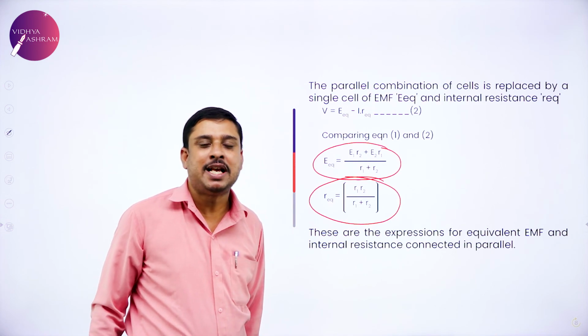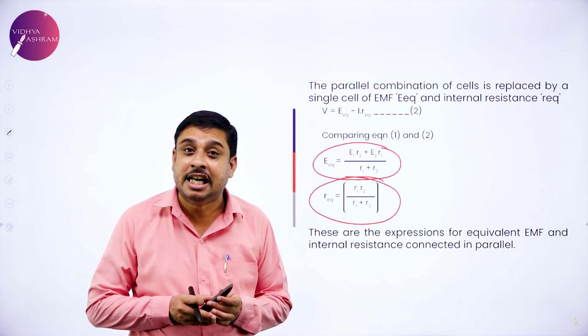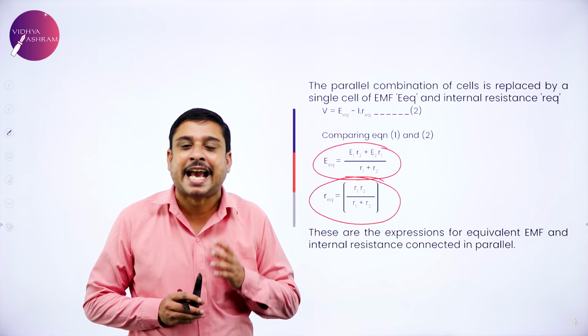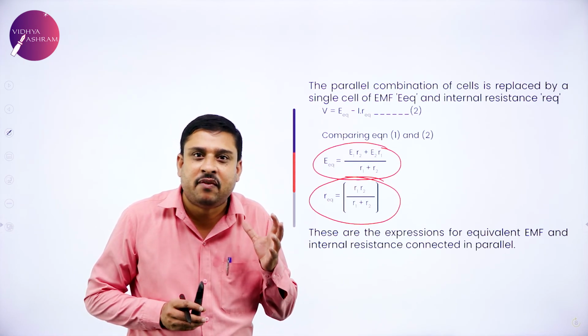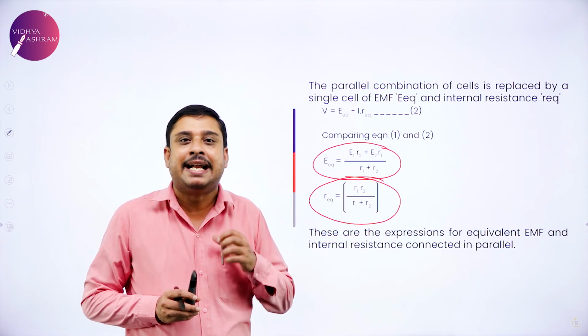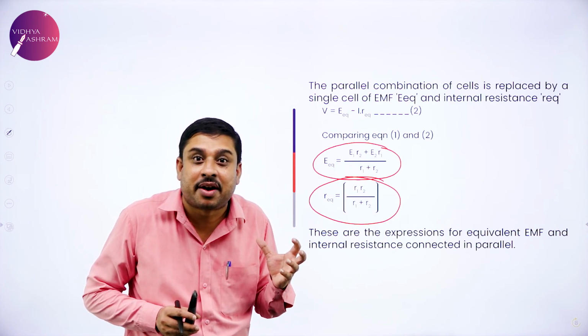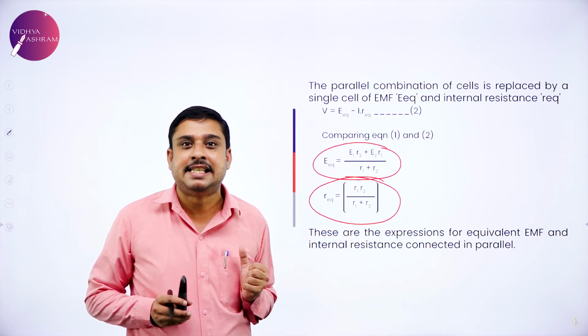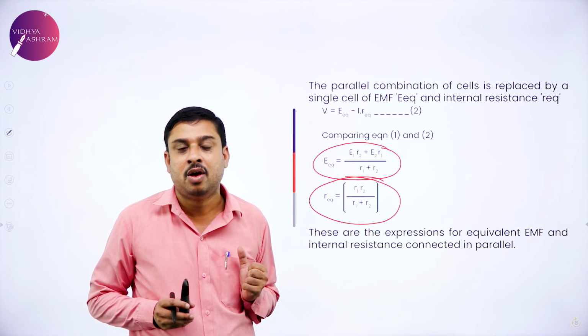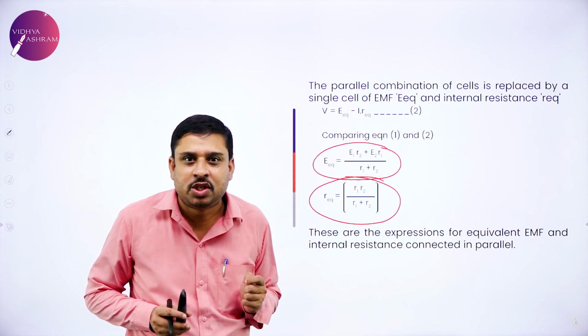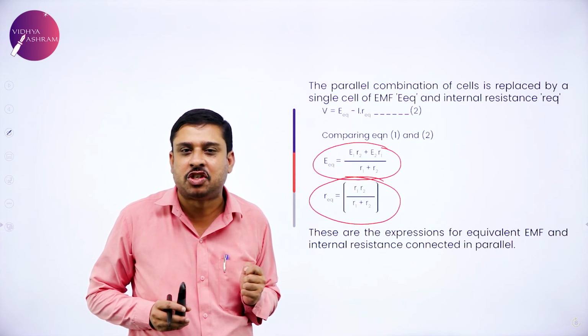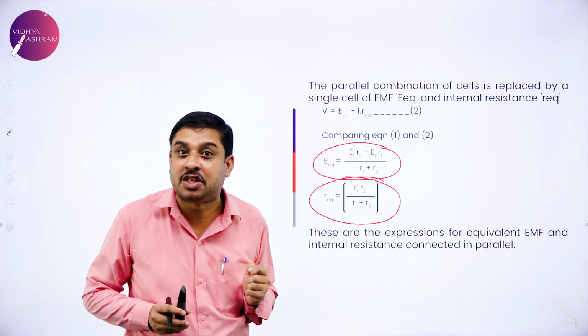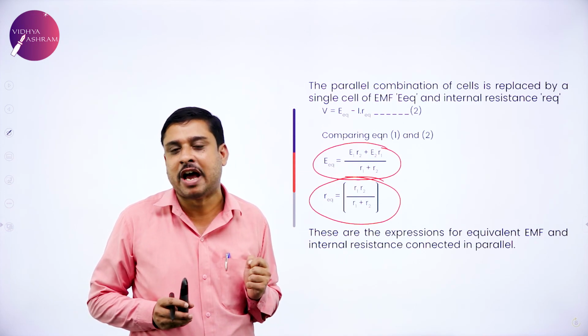So in today's session, we have clearly understood the expressions for equivalent EMF and equivalent internal resistance when two cells are connected in series and parallel. Hope you work it out. Be thorough with the derivations. The parallel derivation is very important for 5 marks.